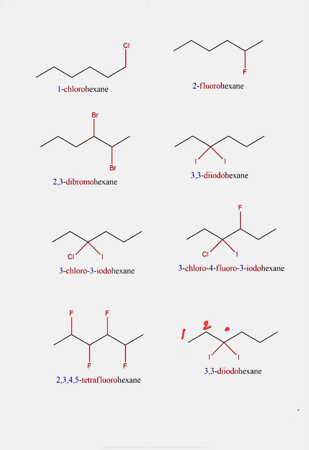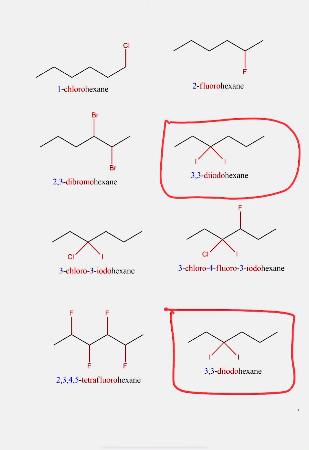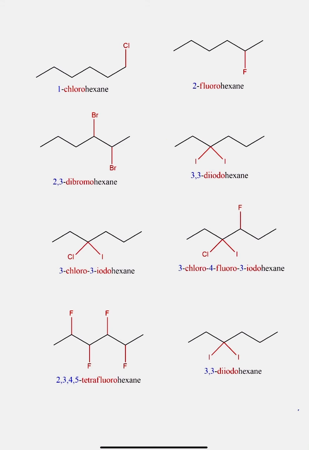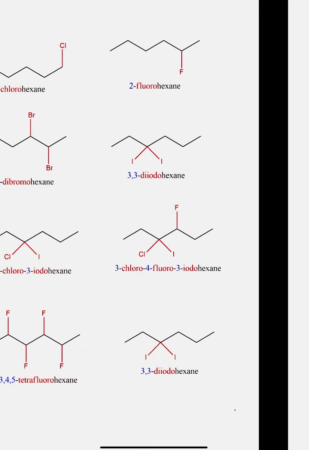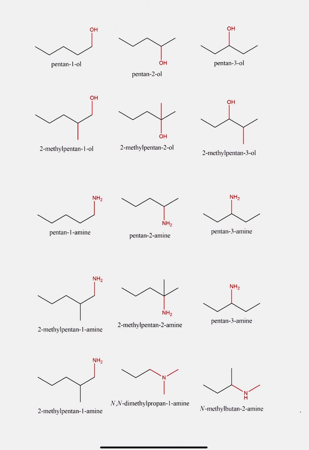What about this? 1, 2, 3, 4, 5, 6. This is the correct way of numbering, because the iodines are more towards the left. So the name of this compound is 3,3-diiodohexane. Let me go to the next slide. I think this compound is repeated here, so that was a mistake in the preparation of the slide. But anyway, let me go to the next slide.